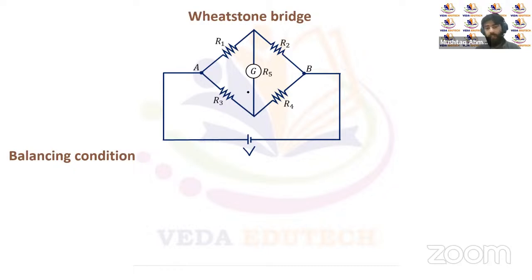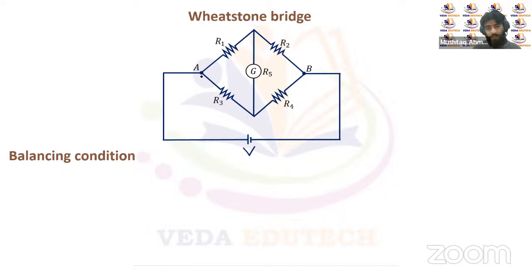What happens is that across one of the diagonals we connect the battery to the system, and across the second diagonal, we connect some load or resistor, or we connect a galvanometer. So that is what a Wheatstone bridge is.